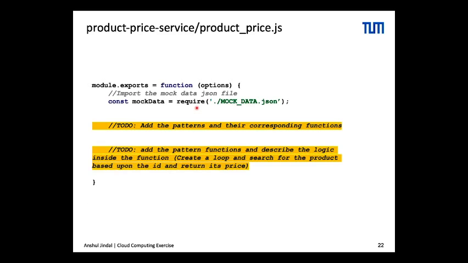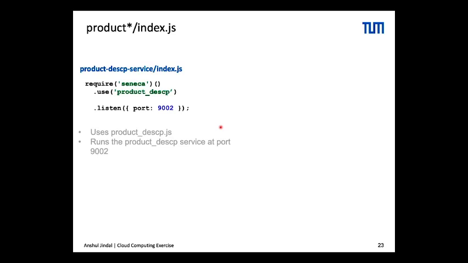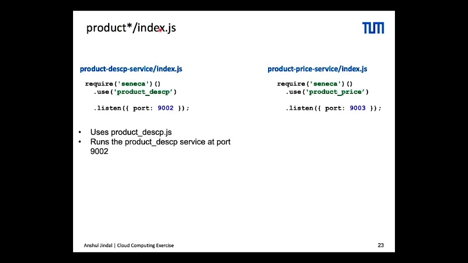Similarly for the product price. For the product price, even the method or the pattern is missing, so you have to write the pattern also. And similarly for both the products microservices, you have the index.js file, which says where these microservices are running, on 9002 and 9003 port numbers.